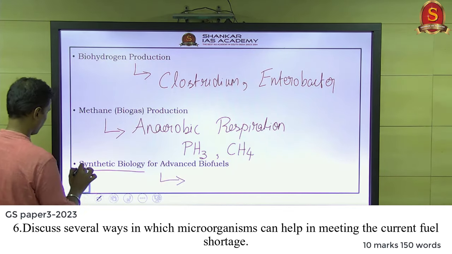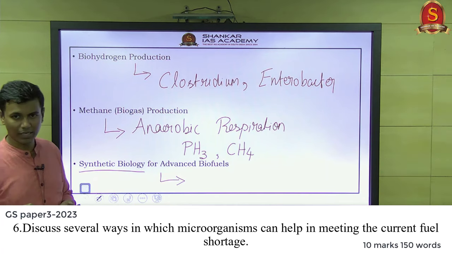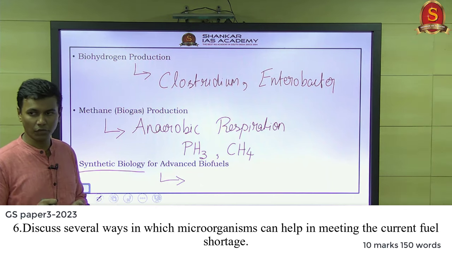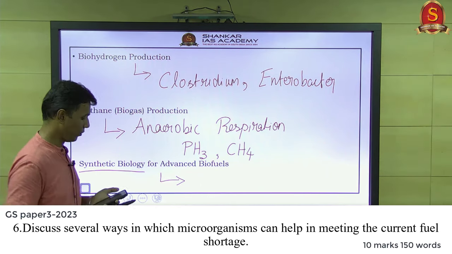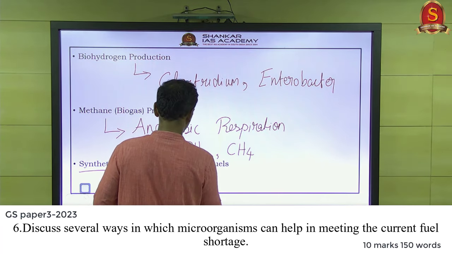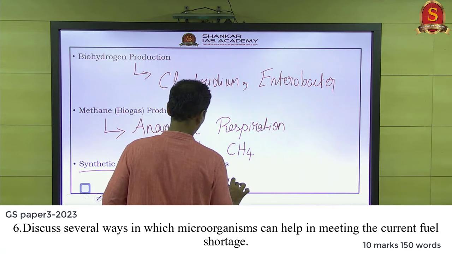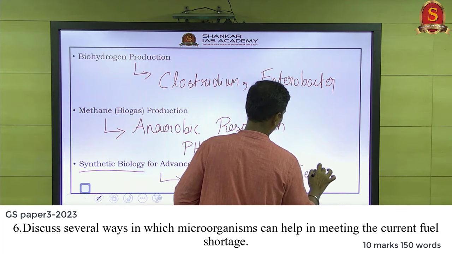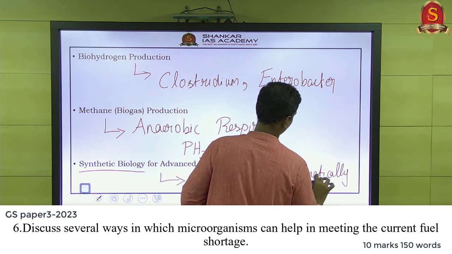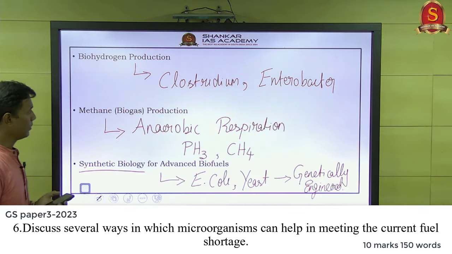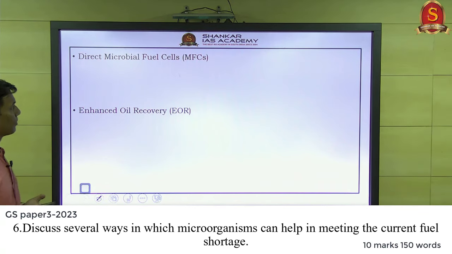The reason we have used synthetic biology here is we can genetically modify the organisms. Such organisms can help for better extraction of fuel, or sometimes they can help for production of fuel also. Under the synthetic one, you can write certain types of Escherichia coli or certain types of yeast can be genetically engineered, or modified, for producing biofuels. And then one important thing here is direct microbial fuel cell.